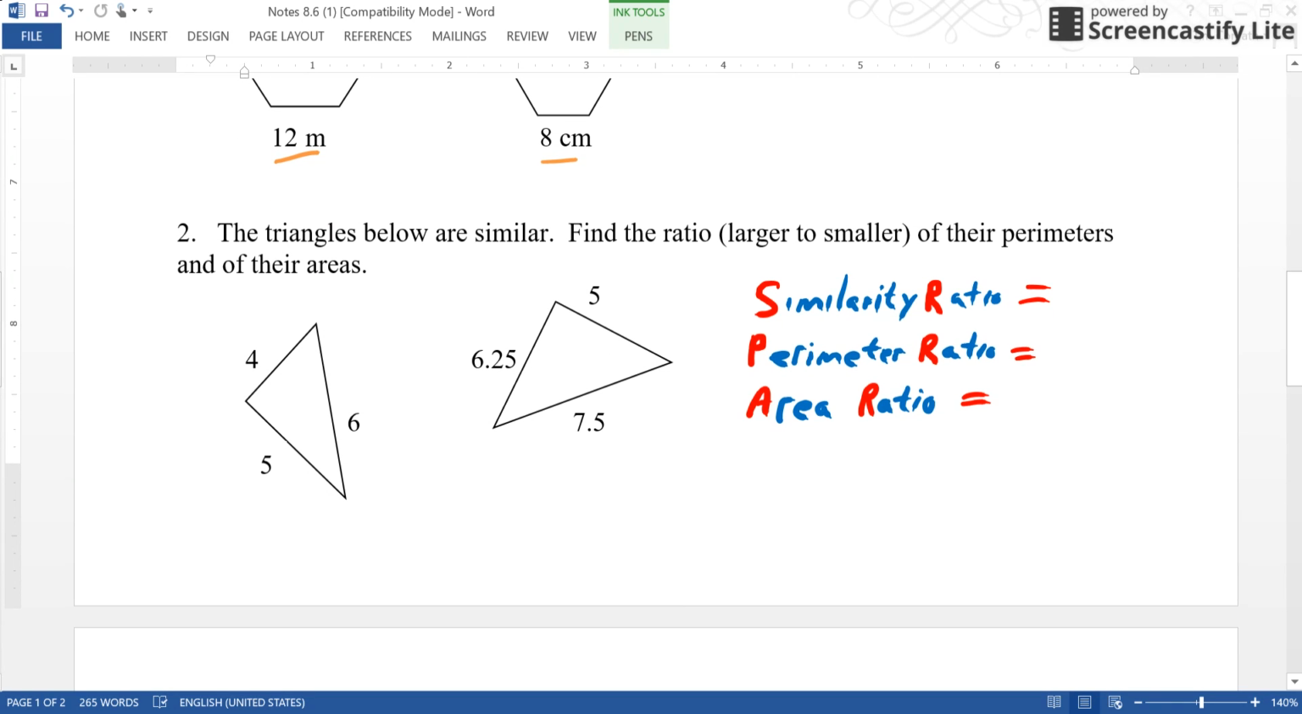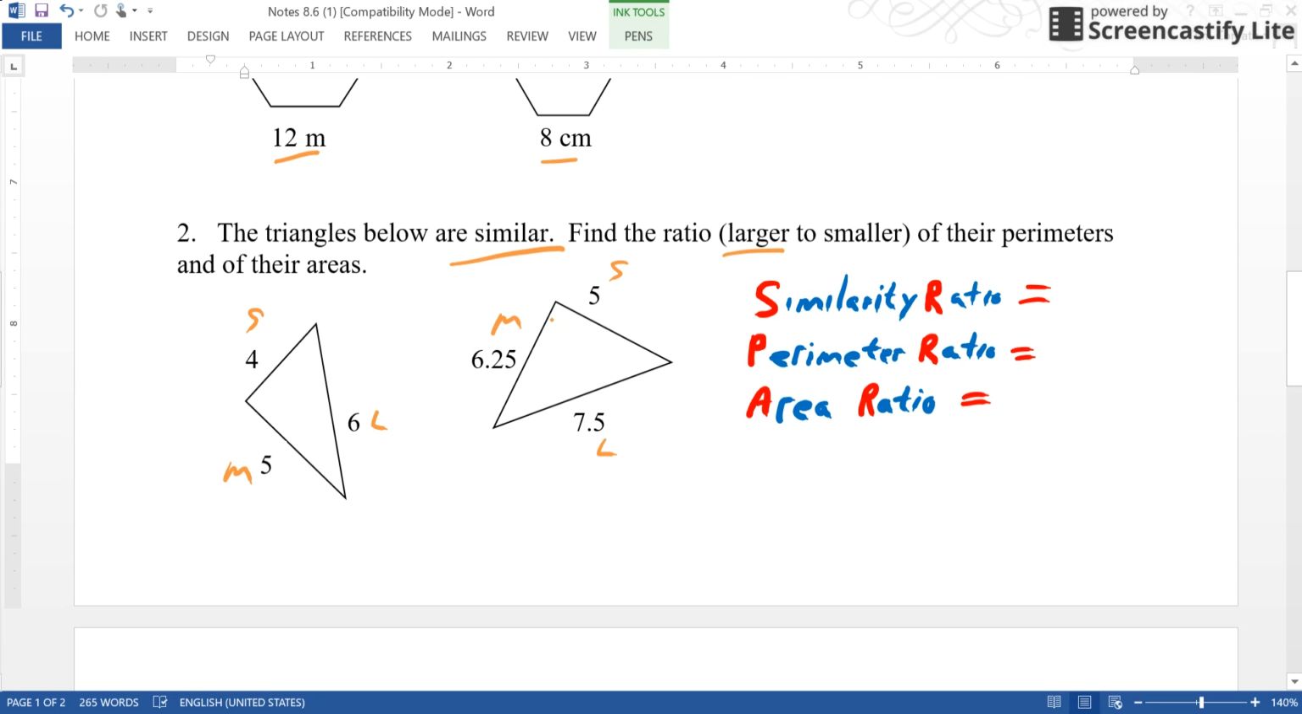So triangles below are similar. They tell me that. Find the ratio larger to smaller. So I want larger to smaller. I want the larger on top then. So I'm going to find their perimeters and their areas. So similarity ratios. Okay? We can do our small, medium, large, small, medium, large, right?